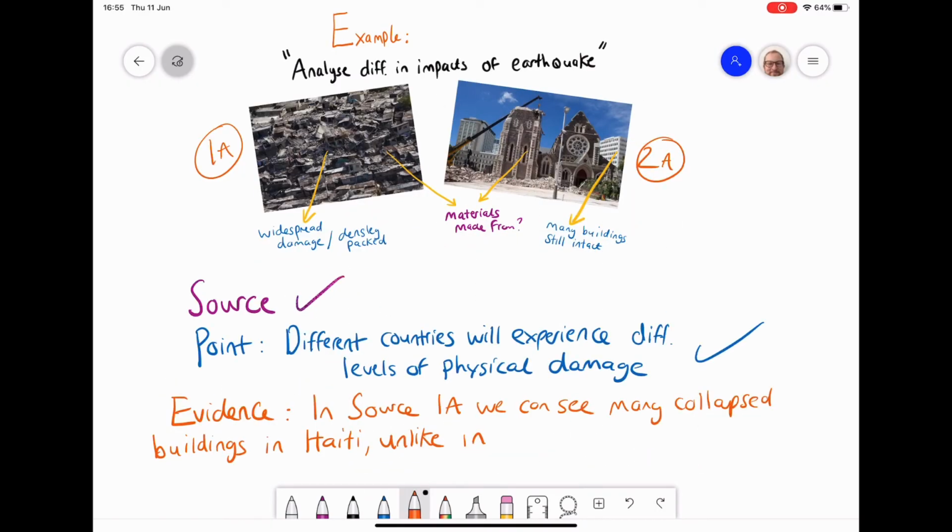So now I'm starting to apply the evidence to back up that point. I've already started it here, saying in source 1A we can see many collapsed buildings in Haiti, unlike, and I'm carrying on with source 2A. So I'm talking about the other source now to make sure I'm using all the evidence. And I've put it just in brackets to save myself a bit of time. So unlike in source A2, Christchurch, where one building is damaged.